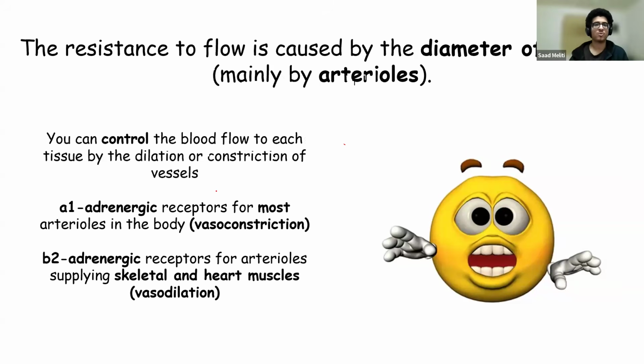So we can control the arterioles through two receptors. We have the alpha-1 adrenergic and the beta-2 adrenergic. Does anyone know what I mean when I say adrenergic? Can anyone answer?